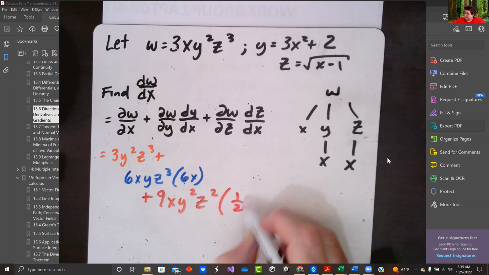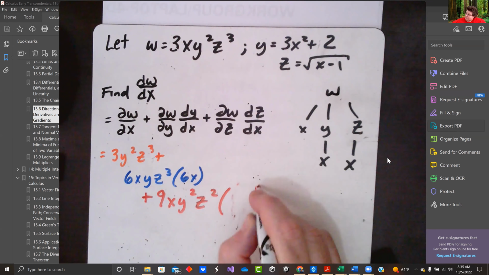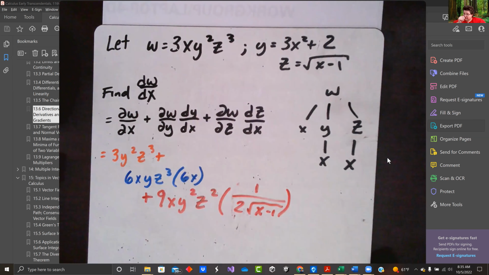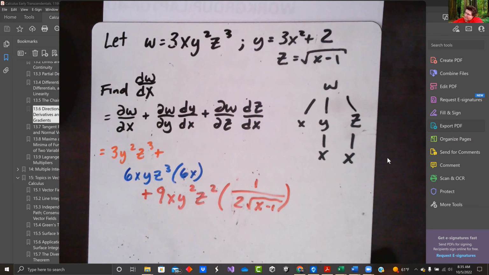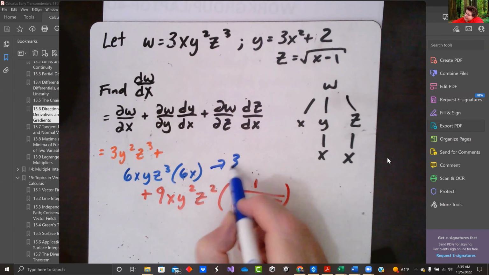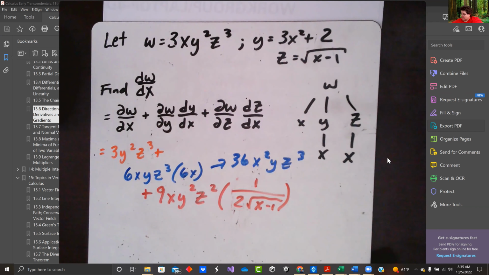And then we got 1/2. I think I might as well do it in just one step. 1/2 square root of x minus 1. So I could clean that up a little bit. Maybe the middle term combines. We could write that instead as 36 x squared yz cubed. But that's really the only one that cleans up, isn't it? I guess I could make this all one fraction.